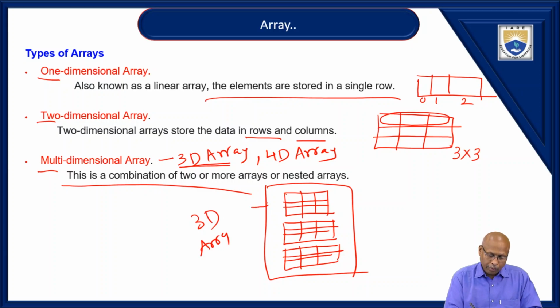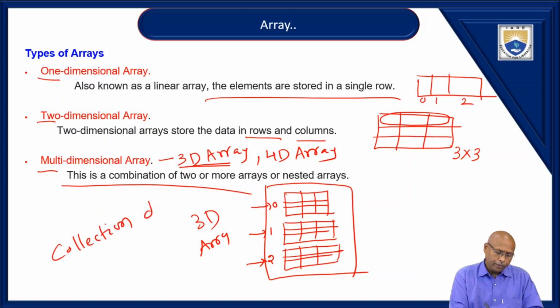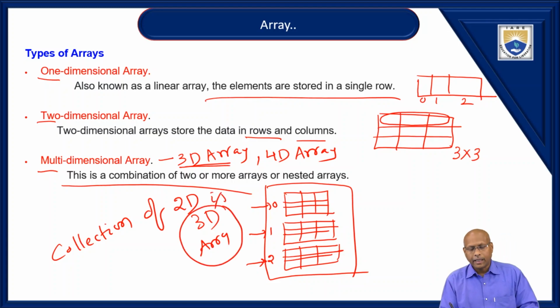This is the 0th 2 dimension. This is the 1st 2 dimension. This is the 2nd 2 dimension. So a collection of 2 dimension is called 3 dimension. So in a simple form I can say a collection of 2 dimension is 3 dimension. So this collection of 2D is 3D. And every element you can refer with the help of an index.